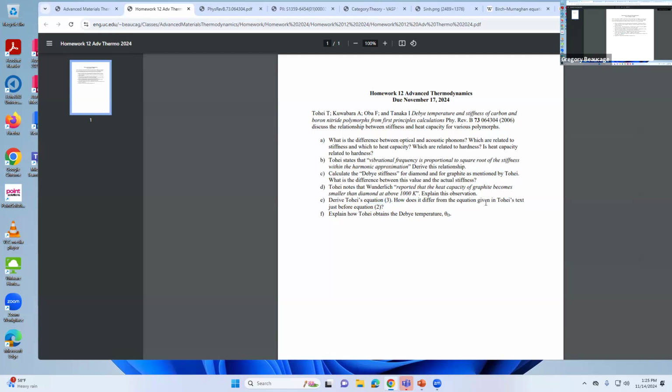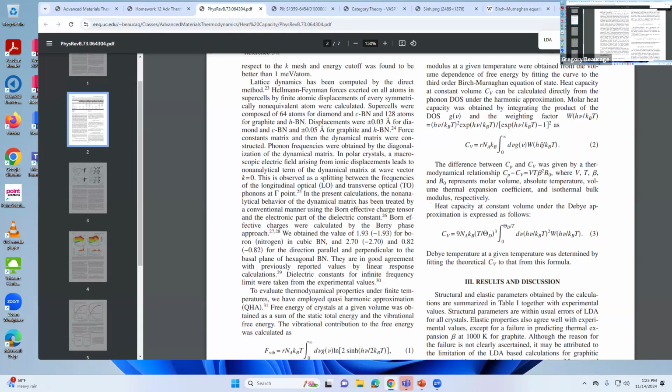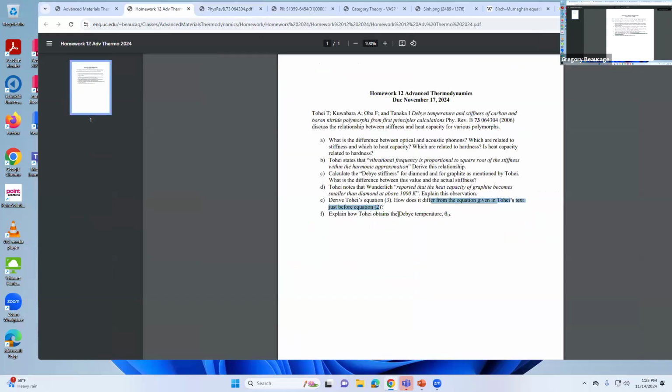So how does it differ from the equation just before equation 2, which is the Einstein equation? Here W is actually the Einstein equation for heat capacity. It differs because it's integrated, it's an integral of that thing, and he kind of shows that there.